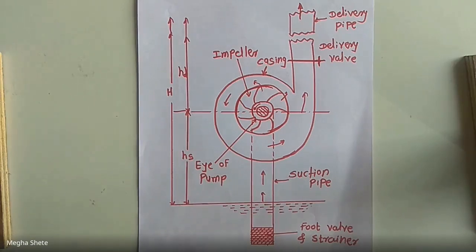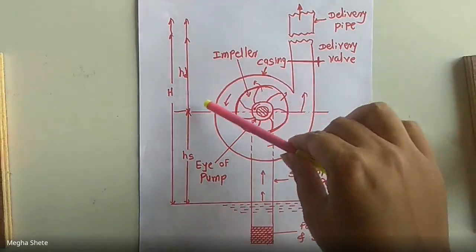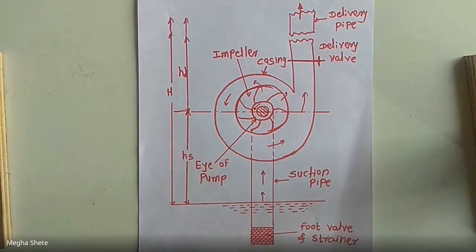Now, the second part of the centrifugal pump is casing. This is the casing. The casing of the centrifugal pump is similar to the casing of the reaction turbine. It is an airtight passage surrounding the impeller and is designed in such a way that the kinetic energy of the water discharged at the outlet of the impeller is converted into pressure energy before water leaves the casing and enters the delivery pipe.